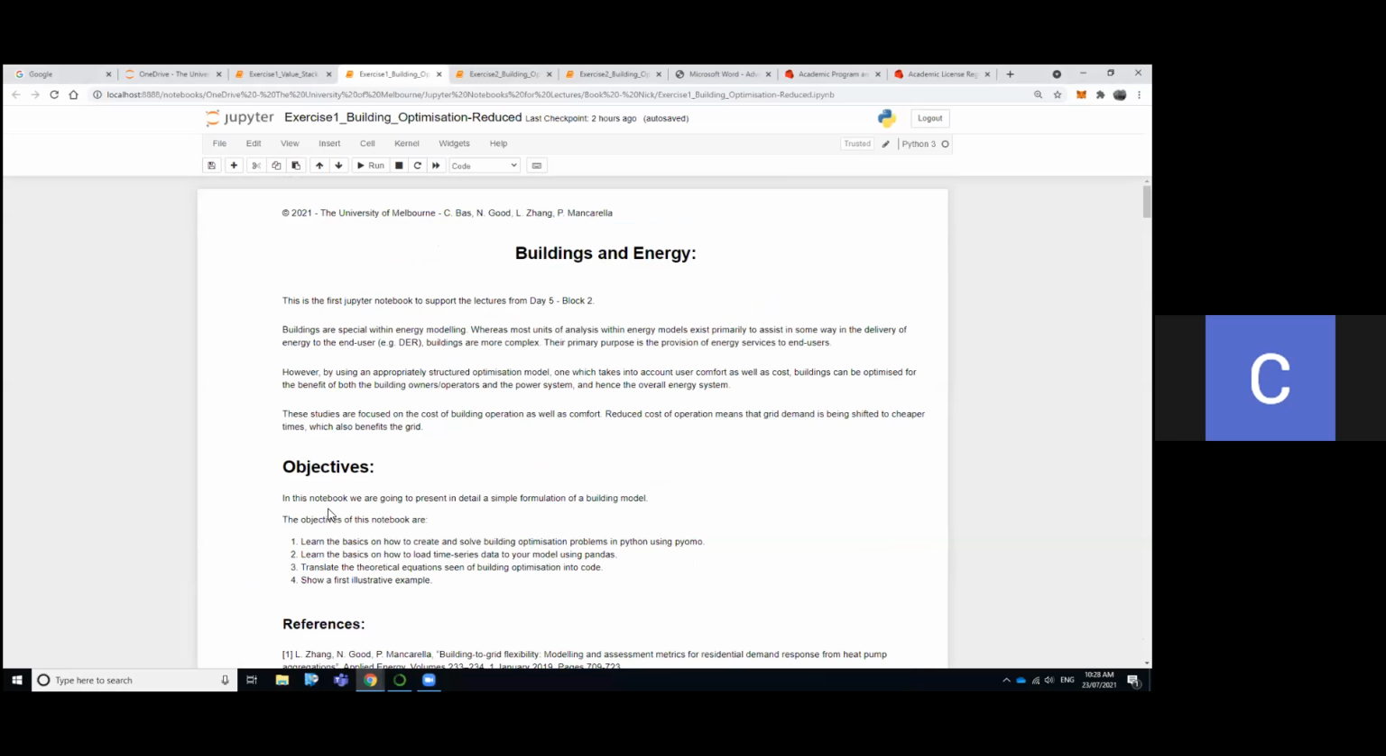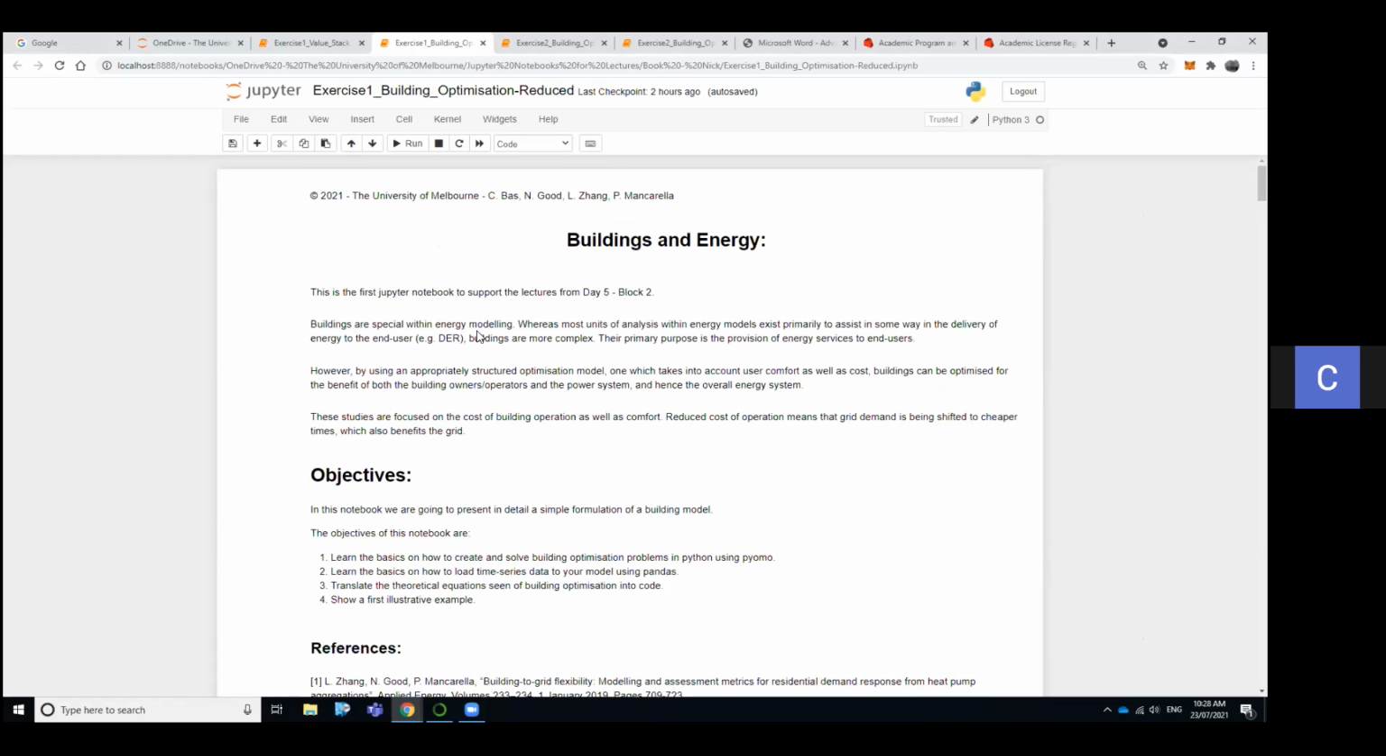So this Jupyter notebook is about buildings and energy, and why we're interested in modeling these buildings and optimizing the cost. Buildings are more complex because they don't just deliver energy to the end user like a PV. That's not the main purpose. The main purpose is to provide energy service to the end users. When you're optimizing a building, you need to minimize costs, but taking into account user comfort.